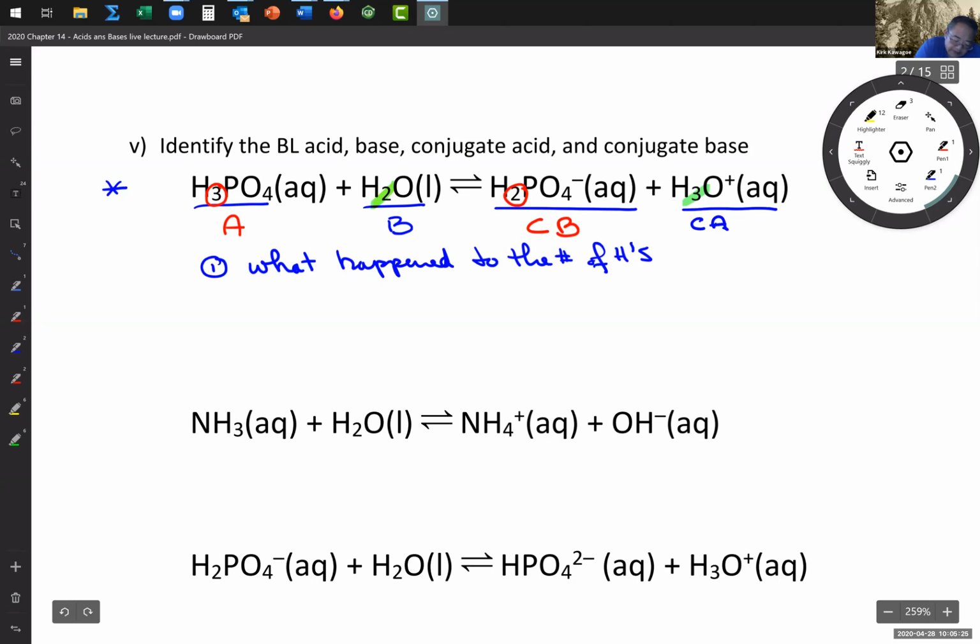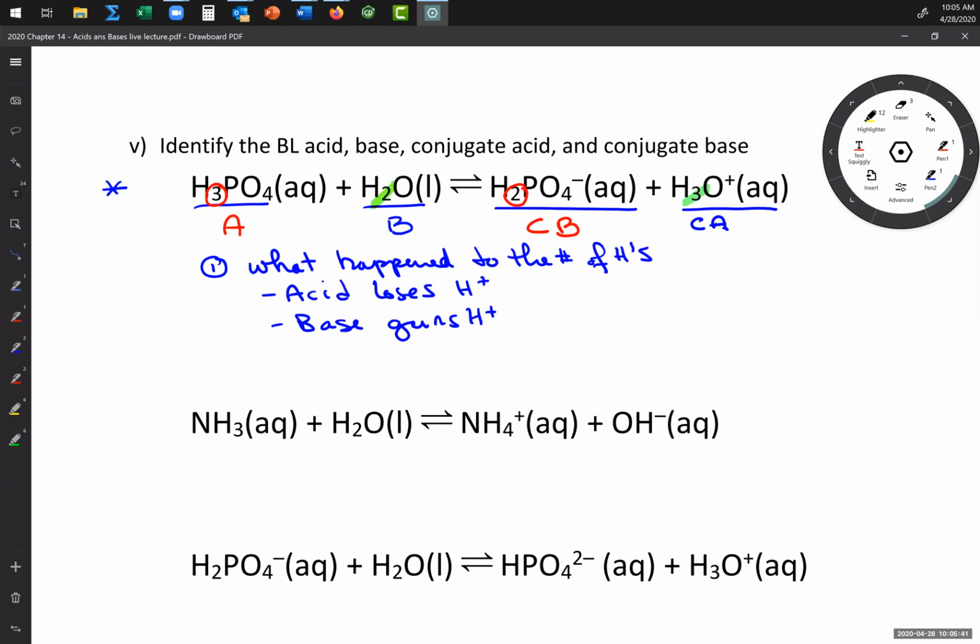Then you find the acid. As the acid loses H plus, there's a conjugate.